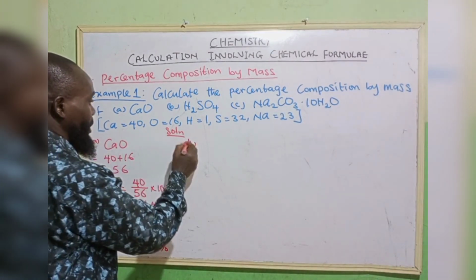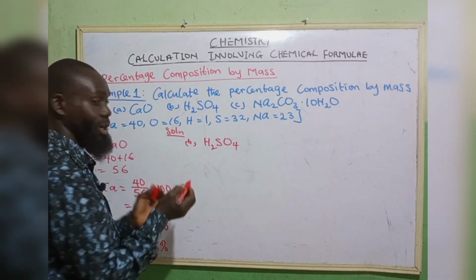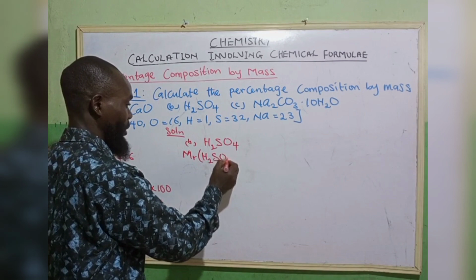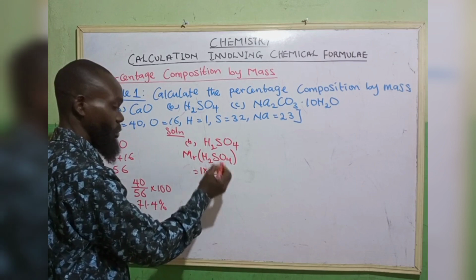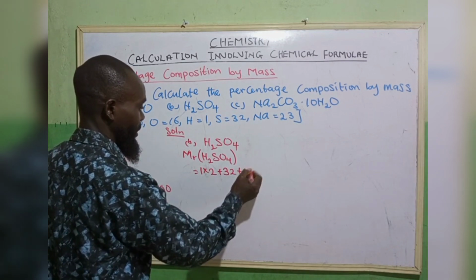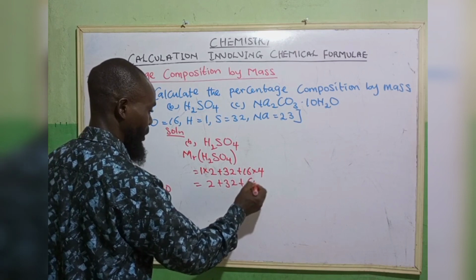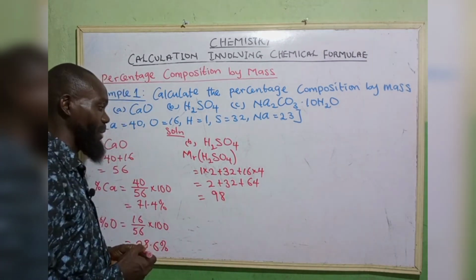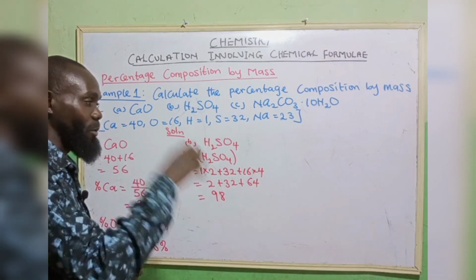The second one, tetraoxosulfate(VI) acid. First of all, we calculate the relative molecular mass of H2SO4. Atomic mass of hydrogen is 1 multiplied by 2, plus sulfur, which is 32, plus oxygen 16 multiplied by 4. So we have 2 plus 32 plus 64. This gives 98. So this is the relative molecular mass of H2SO4.